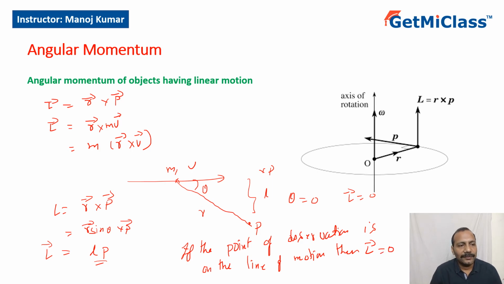Like if you're finding angular momentum of a train moving on a track, if you're standing beside the track, the angular momentum will not be 0. But if you're standing on the track, then the angular momentum of the train would be 0, because you are on the line of motion of the train. I hope you could understand that. Now this is about angular momentum of bodies having linear motion.